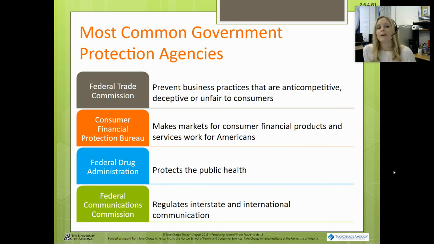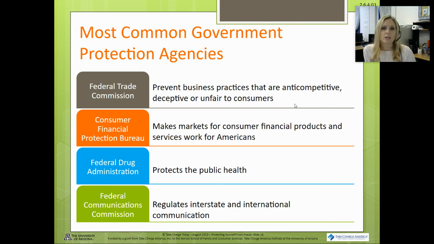The most common government protection agencies, there are two slides here, but you're only listing four of them. And if it were me, I would choose which one has the least amount of words and put it in the small box and put the bigger words in the larger box. So you could just say FTC in the small box and say that they prevent business practices. You could put the definition in the large box.